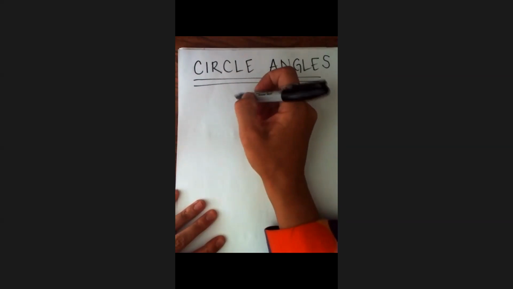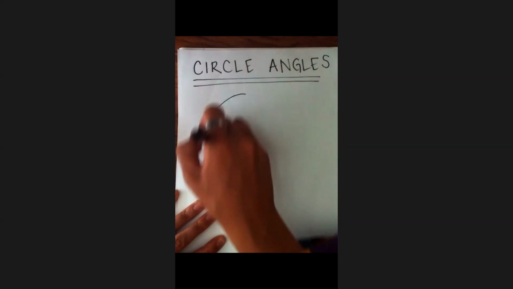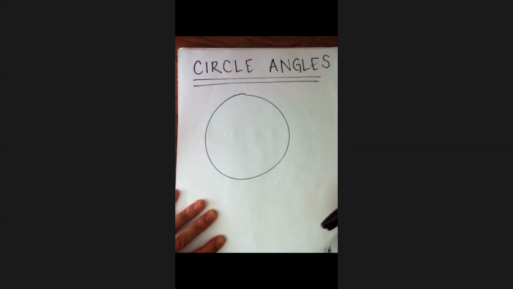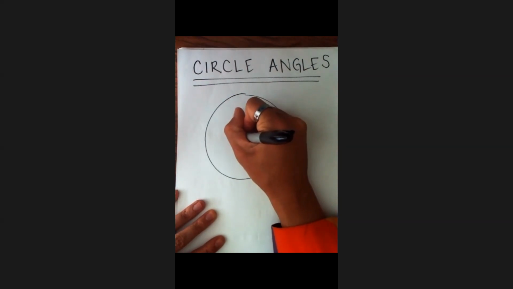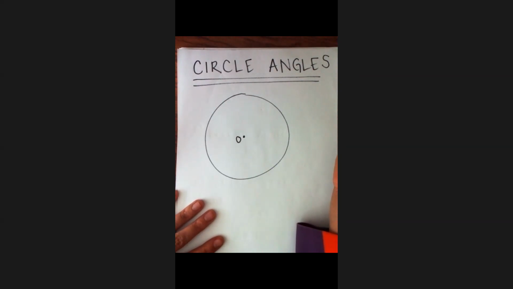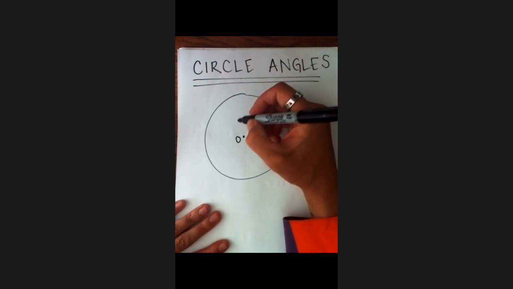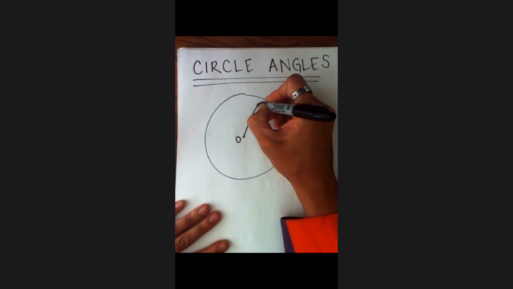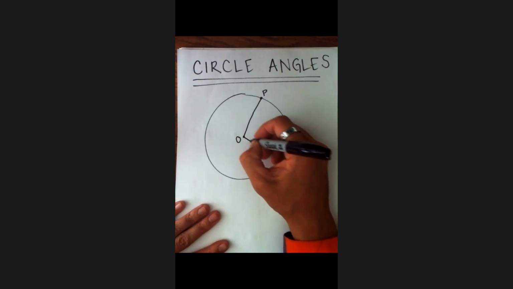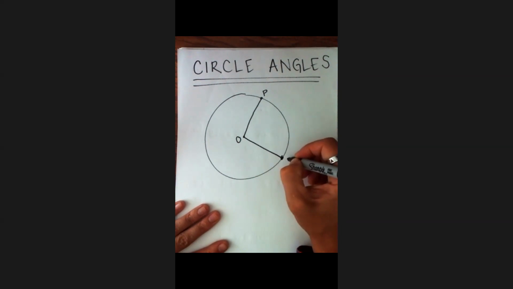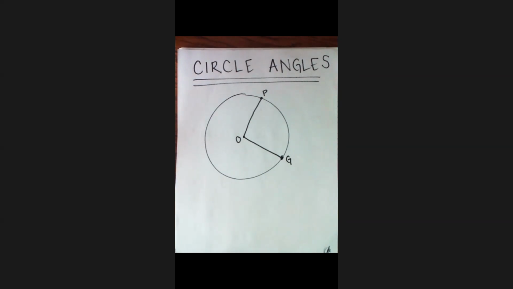All right, so circle angles, you say. Well, let's go ahead and draw ourselves a circle, shall we? Let's call this circle O. I just like using the center as O, don't you? All right, let's draw a radius. Let's call it OP. And let's draw another radius called OG.